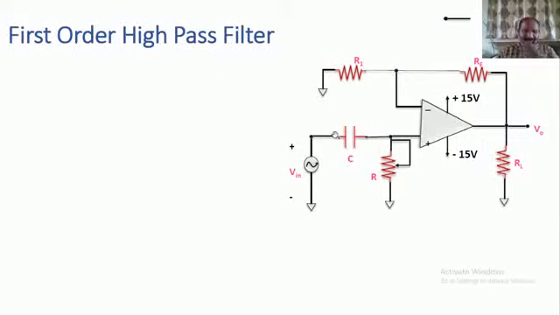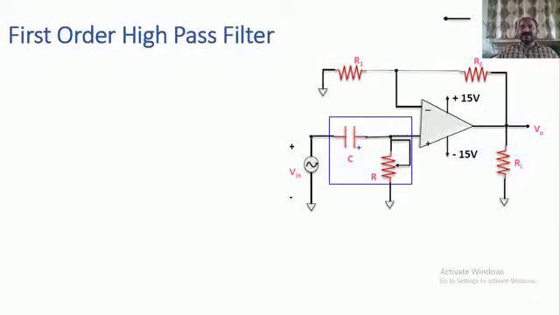Here we are having the RC combination, right? This RC combination is acting as a high pass filter. In order to bring this passive filter into the active format, I'm using one active element, which is nothing but the op amp, which we have seen in the last class, right?